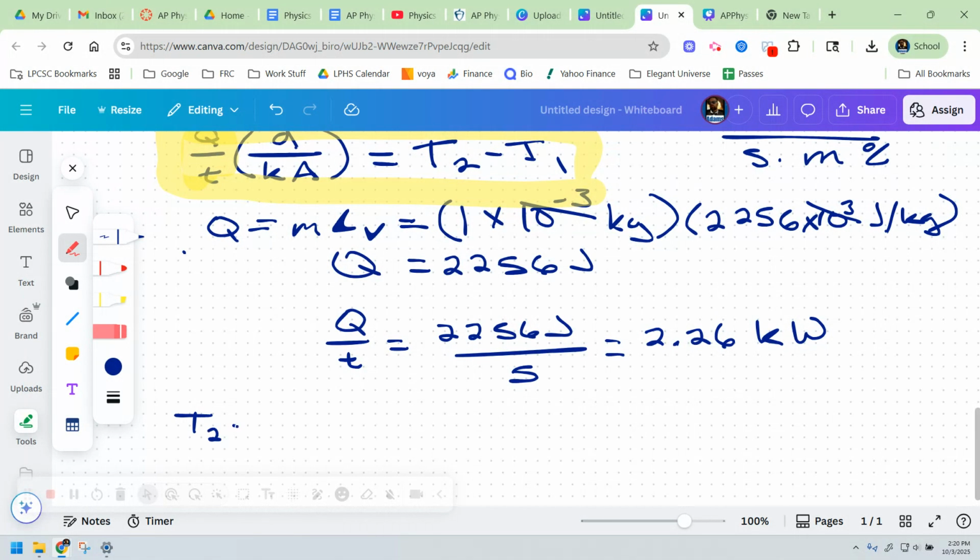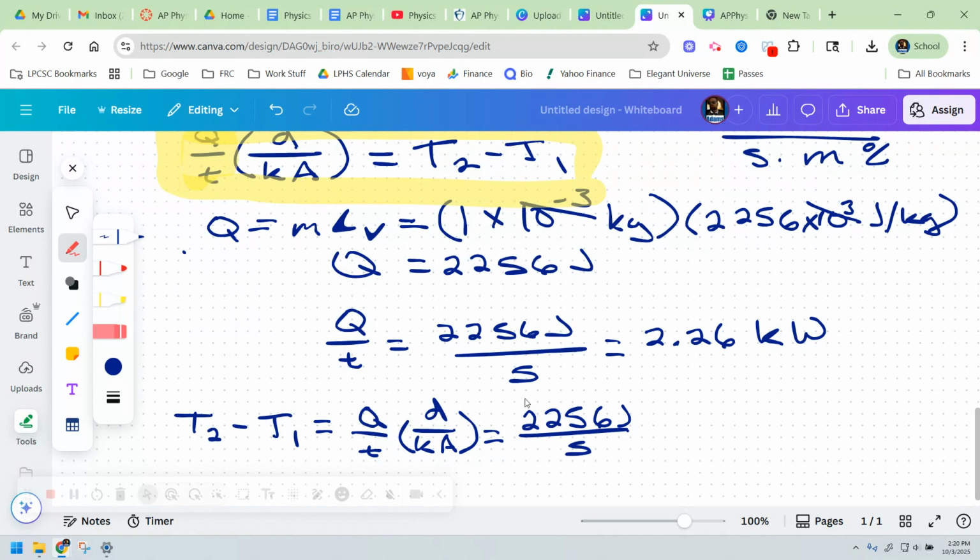So now, if I want to find the temperature difference, I'm just going to rearrange. The temperature difference, T2 minus T1, is equal to QT times D over the thermal conductivity times the area. And now we have some numbers. I have this number over here, but I don't know why I converted it to kilowatts. Well, actually, the book did. I need to leave that in joules per second, because I've got some cancellations.